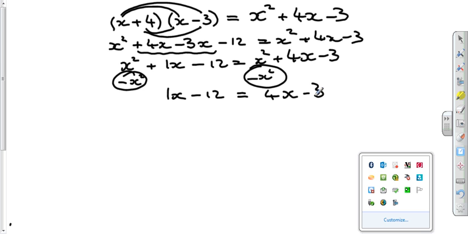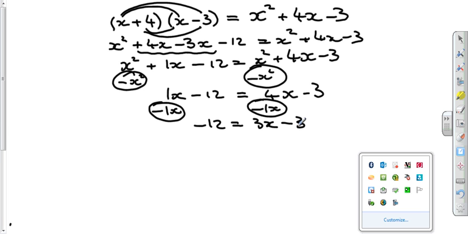What I would normally suggest you do is move the smaller number of x's to the side with the larger number of x's. The smaller number of x's in this one is 1x here, so I'm going to move that over to this side and collect it with the 4x. It is positive 1x, so I shall be taking 1x away from both sides. And that's going to leave us with minus 12 equals 3x minus 3.